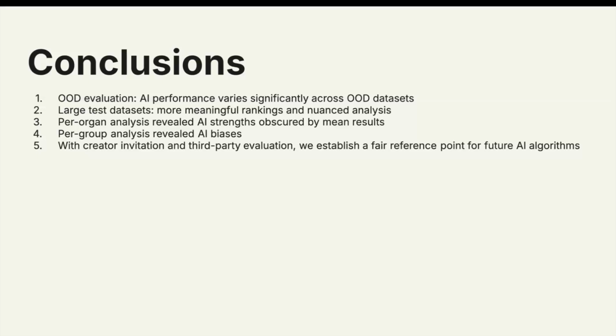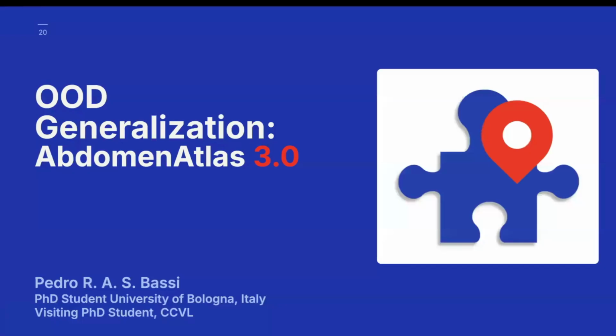Finally, by inviting creators and evaluating all these models ourselves, so none of the creators had any access to these test datasets, we create a fair comparison and a fair benchmark that can be a reference point for future algorithms. So now we go to the last part, that is AbdomenAtlas 3.0, the paper just submitted.